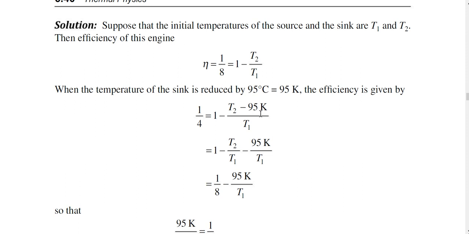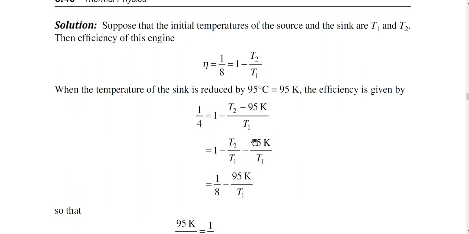Why? Because we are reducing the temperature by 95 degrees centigrade. T2 is the initial temperature, the final temperature is T2 minus 95. So, T2 minus 95 is the difference only. When we consider the difference, centigrade unit and Kelvin unit are the same. So, we can write T2 minus 95 Kelvin. So, 1 minus T2 minus 95 Kelvin divided by T1. T1 is the temperature of the source.